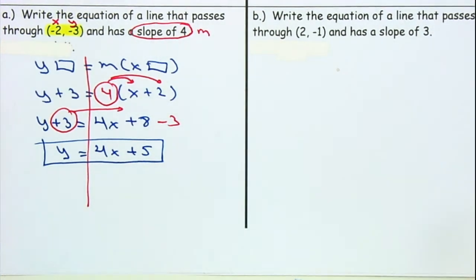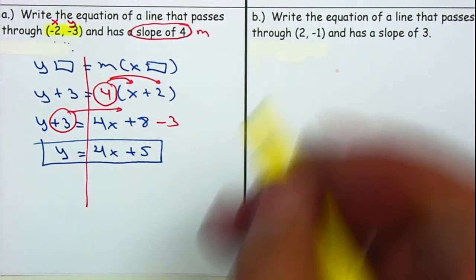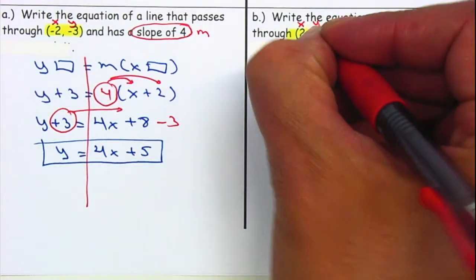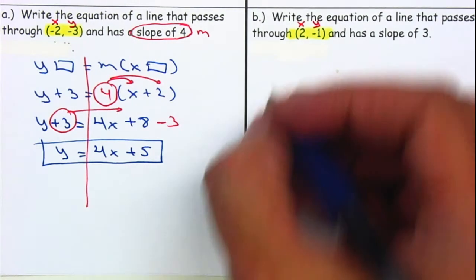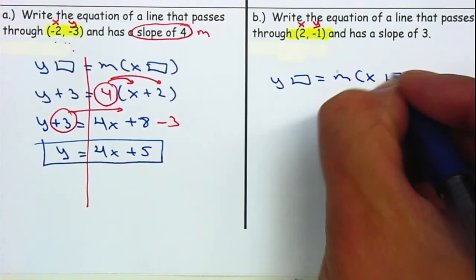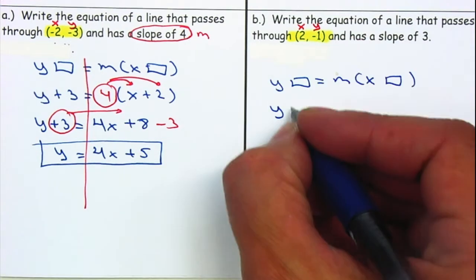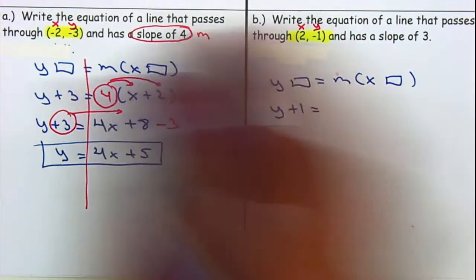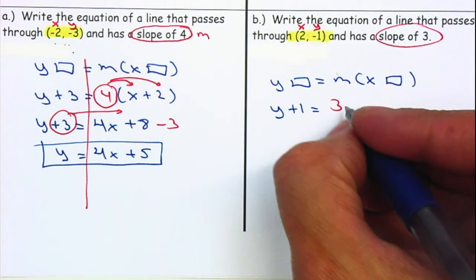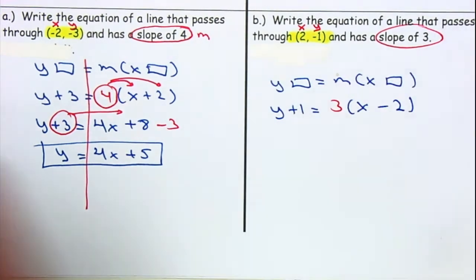Great. So for letter B, it says write the equation of a line that passes through the point (2, -1). I'm going to highlight the point that's given to me. That'll be my x and my y. I'm going to write down the equation: y box = m (x box). Y, the opposite of y: this is -1, so the opposite will be positive 1. My slope is 3. And that'll be x. This is a 2, so it'll be -2, the opposite.